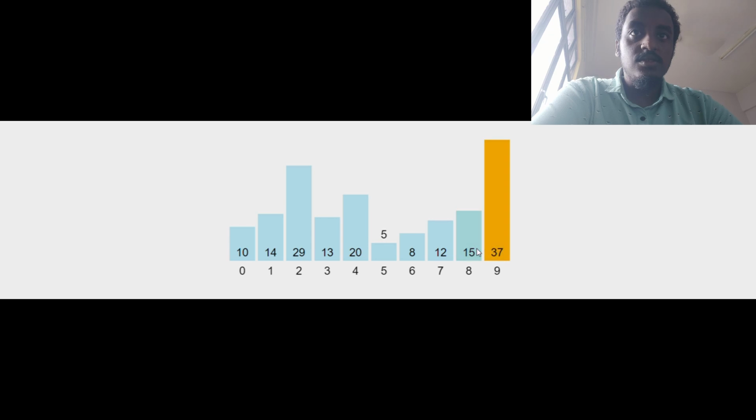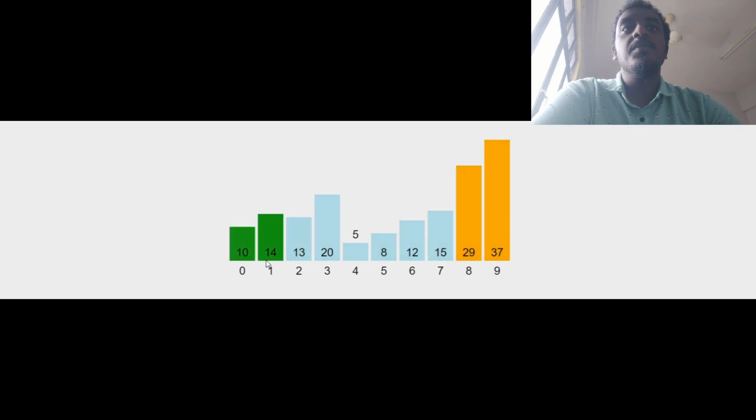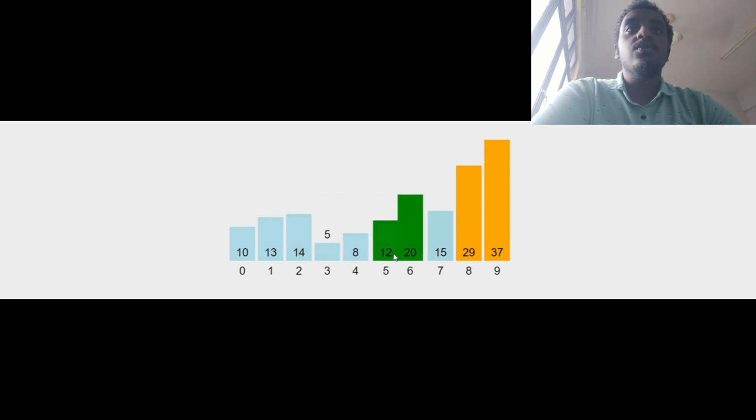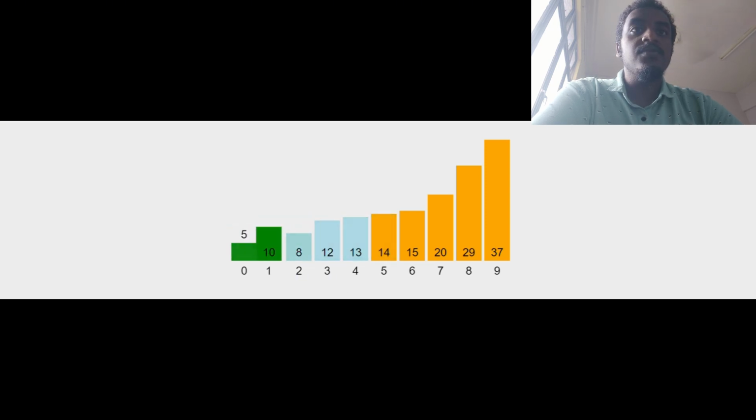As you can see, 29, 37, 37 is the biggest number. 29 is the second number. The swapping will continue. Here the swap 14 and then 15, 13 till the end, and then 12, and so on.